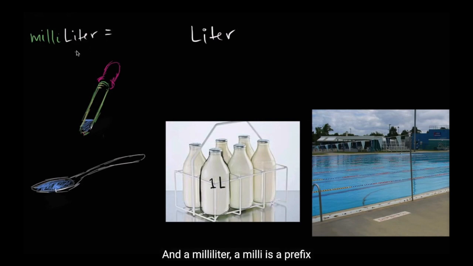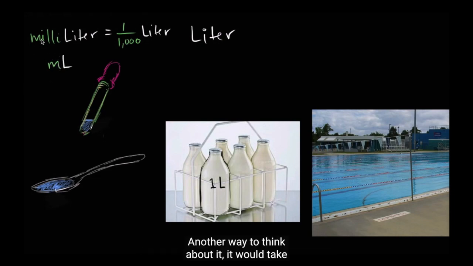And a milliliter, a milli is a prefix that you'll see a lot when you're using units, and that means 1/1000th of a liter. So this means 1/1000th of a liter. And the notation for milliliter is a lowercase m and an uppercase L. Milliliter. Another way to think about it, it would take 1,000 milliliters to get to 1 liter.